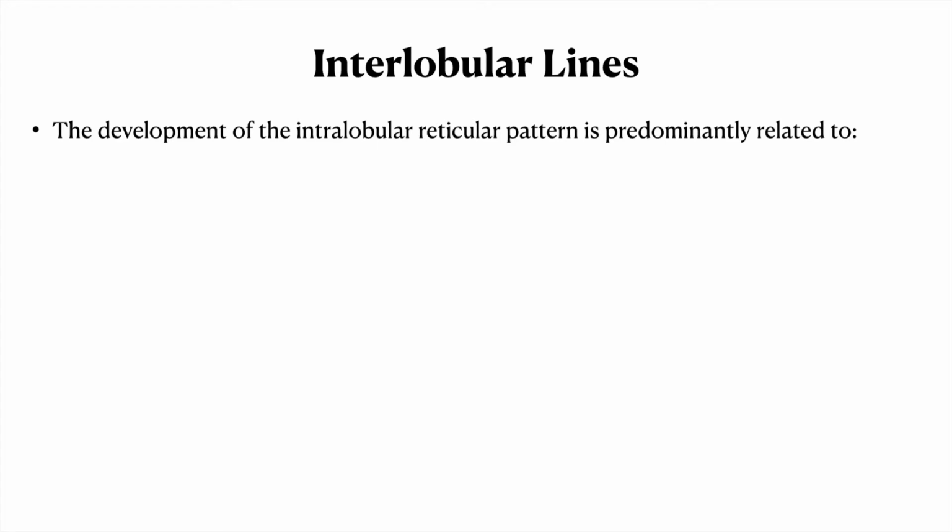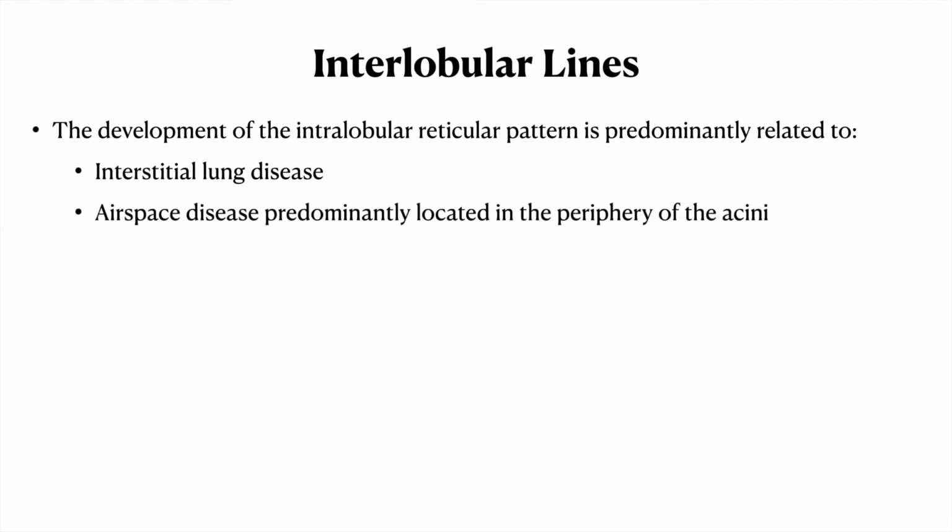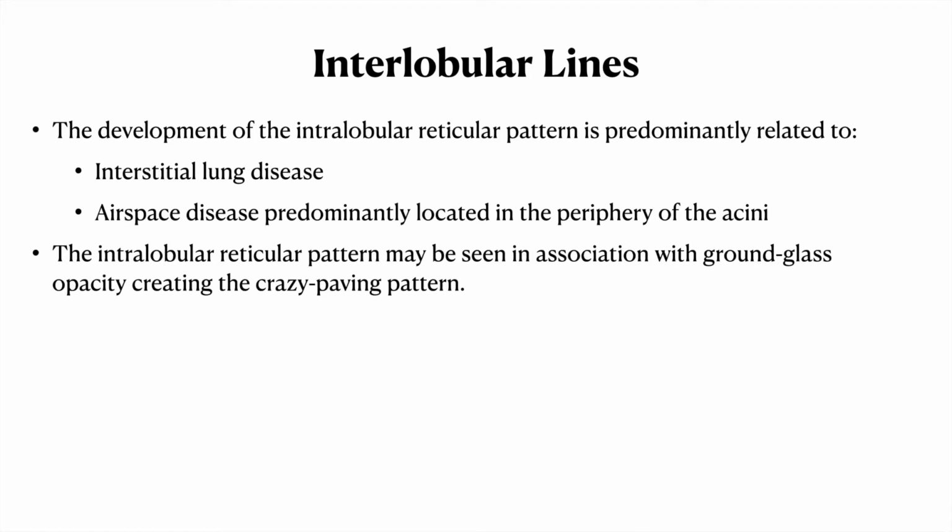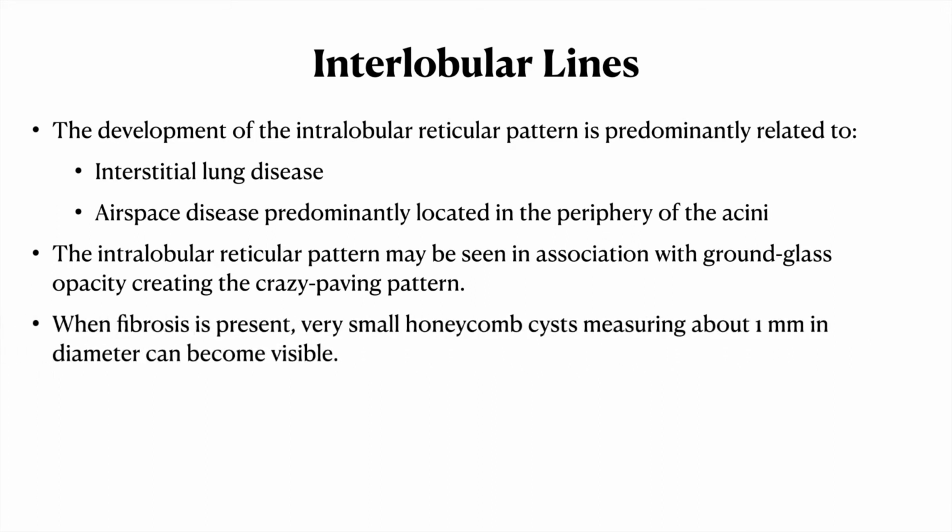Next is interlobular lines. The development of interlobular reticular pattern is predominantly related to, again, interstitial lung disease, airspace disease predominantly located in the periphery of the secondary pulmonary lobule. Interlobular reticular pattern may be seen in association with ground glassing, again creating what is called a crazy paving pattern. When fibrosis is present, very small honeycomb cysts measuring 1 millimeter in diameter can become visible.